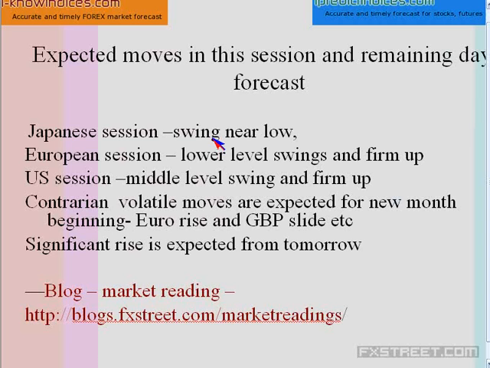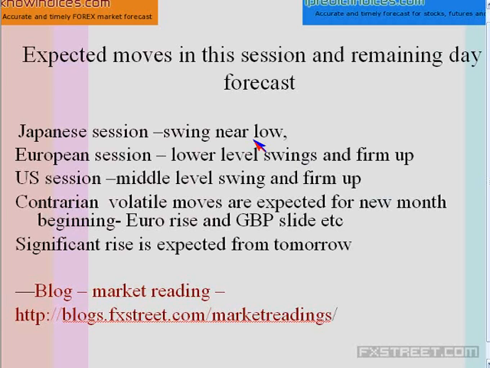So during the Japanese session, you will come across swing near the low. You find that without breaching the high, they are making swings. And if you see the spread in the case of euro between high and low, it is hardly about 30 pips. In the case of GBP it is about 50 pips, and in the case of yen it is just about 30, 40 pips. So you find that they are making narrow range swings near the low in order to create the continuity, and they do not want to drop more.